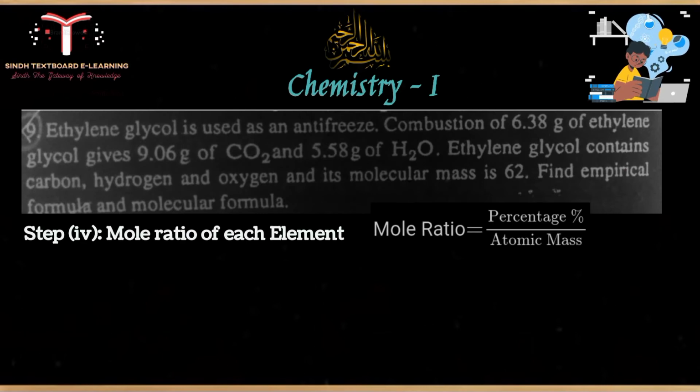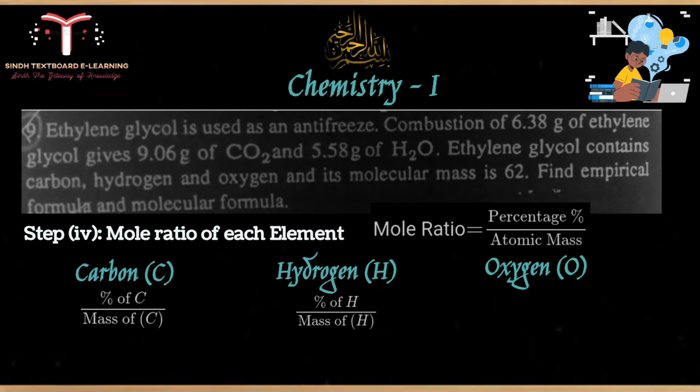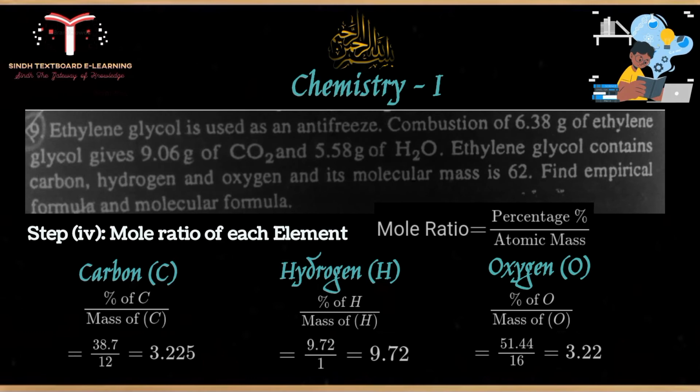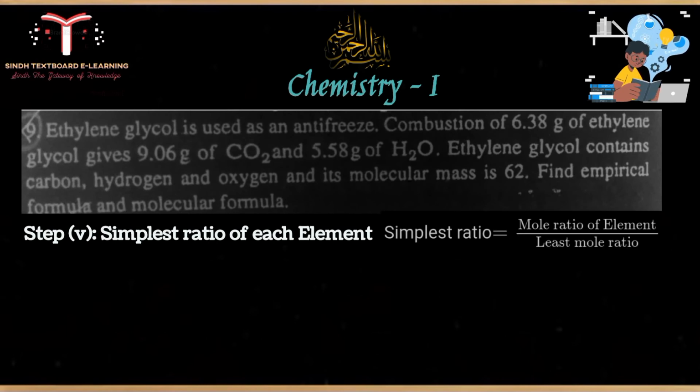Now we move towards the mole ratio of each element. Mole ratio is important. Its formula is percentage divided by atomic mass. The percentages of carbon, hydrogen and oxygen we found in the previous slide, and now we divide them by their atomic masses. We get the mole ratio: 3.22 for carbon, 9.72 for hydrogen and 3.22 for oxygen. From an MCQ point of view, you will be given the percentage of each element and you will start from the mole ratio to solve for the empirical formula or the molecular formula.